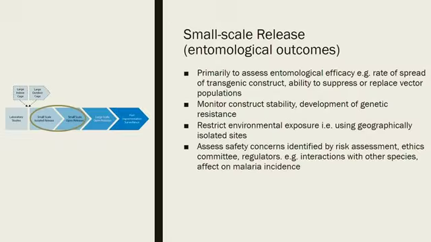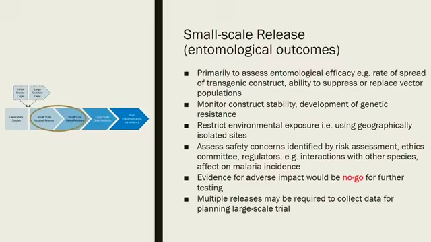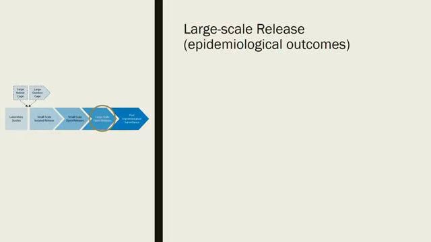We're not expecting them to occur. We start with the principle that this is safe before we do the releases, but we need to expect the unexpected. Any evidence for adverse impact would be a no-go, stop, for further testing. I think it will be important to do multiple releases in different sorts of environments, because it may work well in one area and not the other for various ecological reasons. It may be too hot or whatever.